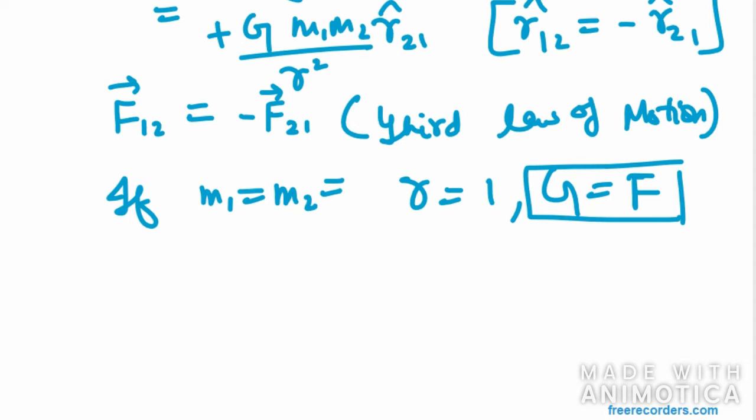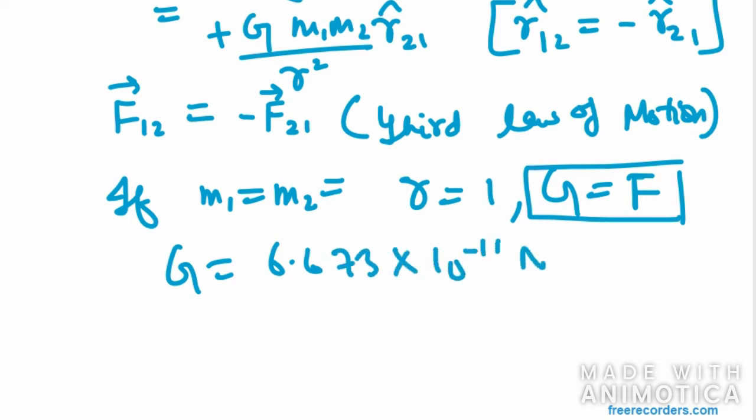Now the G value is given as 6.673 times 10 raised to the power minus 11 N m² per kg², and the G value does not depend upon the nature and size of the bodies. It is the same throughout. That's the end of the first part, Newton's law of gravitation.